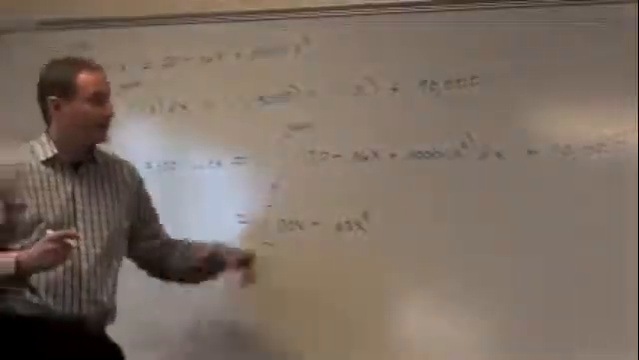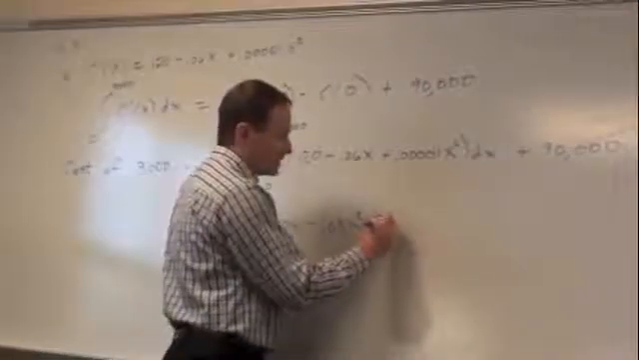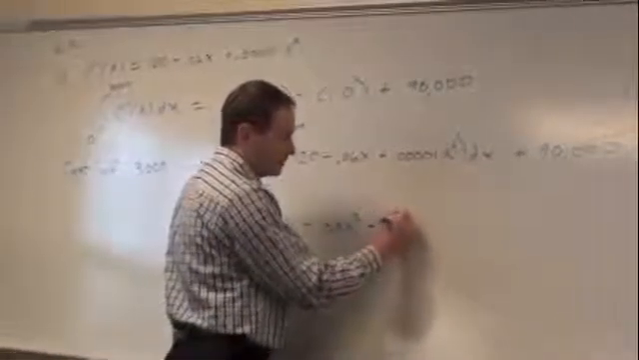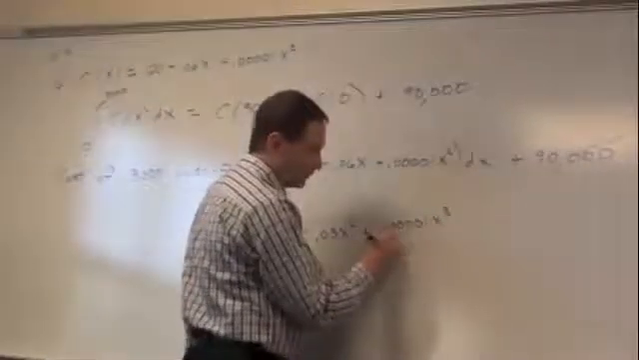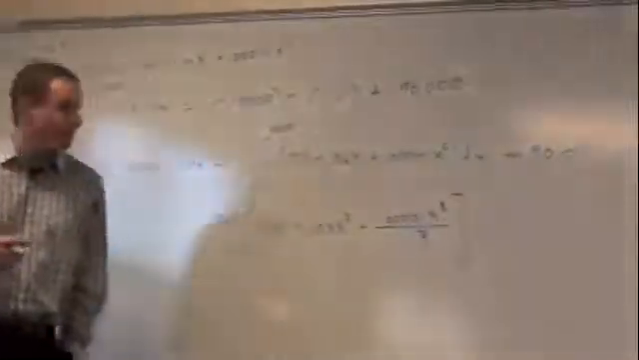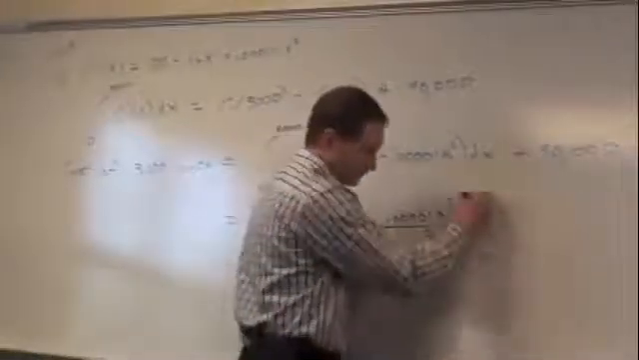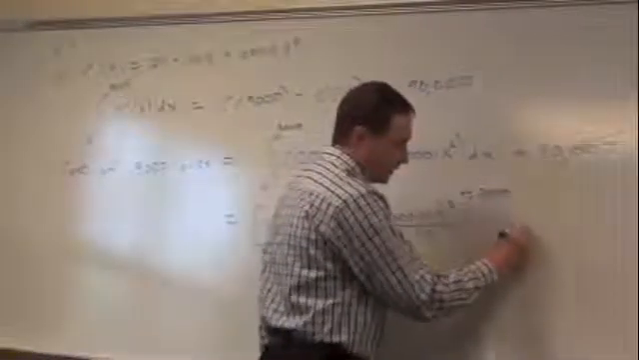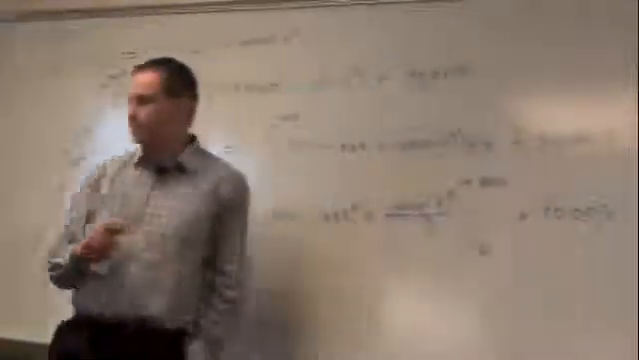And then I would get, this is going to be x cubed, so just to keep it exact, I'll say plus 0.00001x cubed over 3. And we're taking this and evaluating it from 0 to 3,000. And I'll also add 90,000 to that answer.